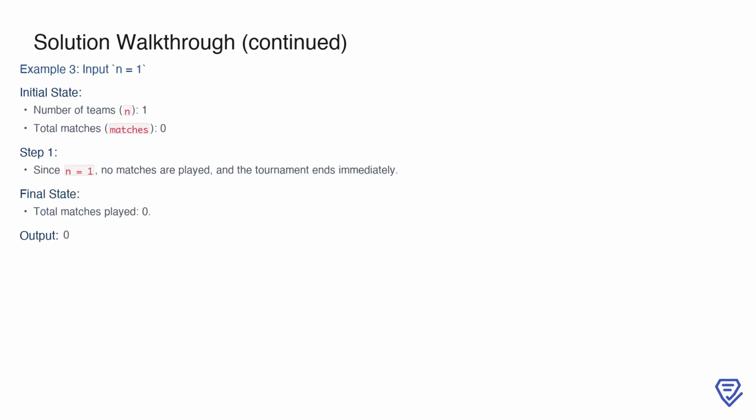Finally, let's look at a simple case where n equals 1. When there is only one team, the tournament ends immediately because there are no matches to play. The initial matches count starts at 0, and since no matches are played, the total remains 0. The output for an input of 1 is simply 0.